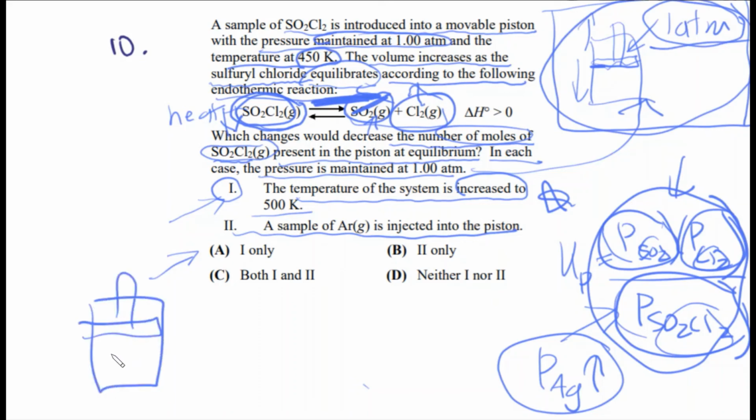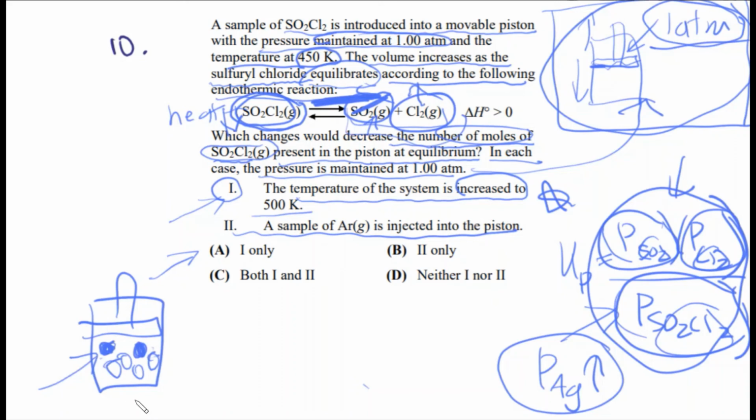And we have some SO2, Cl2, and I don't really want to write all that stuff down. So I'm going to represent our reactants with closed circles. So this is our SO2, Cl2. And our products, I'm going to do it with open circles. So as you can see, this will all be 1 atmosphere.